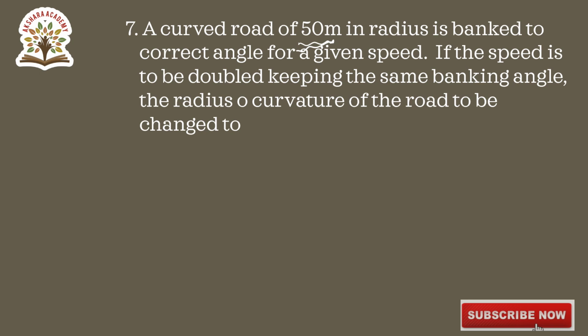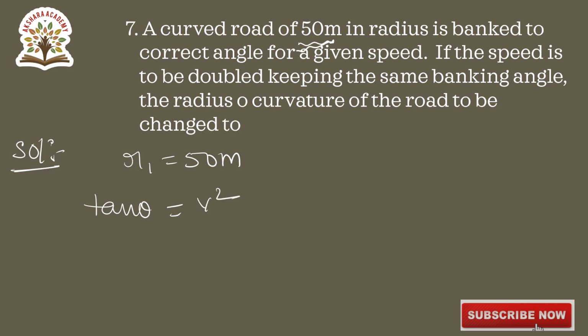Here in this question, the given radius r is equal to 15 meters. Now we have to calculate the radius of curvature of the road to be changed. So let us go to the solution. Now r1 they given as 50 meters, and here tan theta is equal to v square by rg.